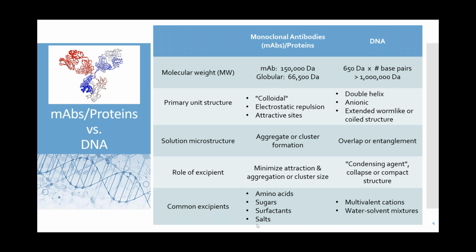So with that in mind, we're going to need different types of excipients depending on the biological material that we have. So some very common ones that are used in antibodies and proteins are individual amino acids, sugars. Sugars are most typically used when dealing with or considering them as a cryoprotectant, surfactants, and then various salts. Whereas with the DNA, you really need multivalent cations, something with a valence of 3 or greater. And then also you can use water solvent mixtures, most commonly water alcohol mixtures.